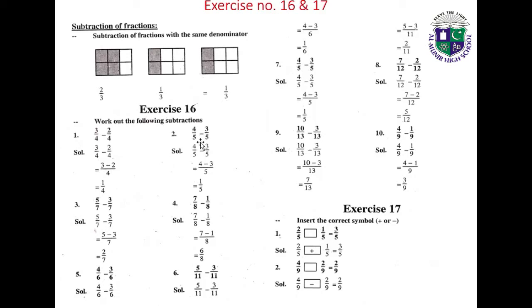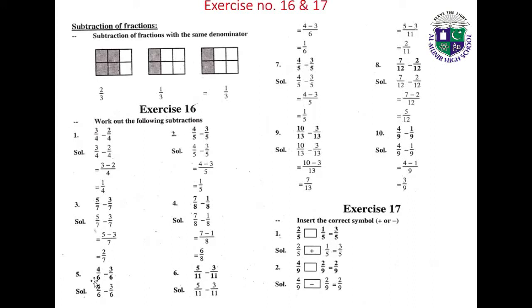Question number 2. 4 over 5 minus 3 over 5. The 5 is common. 4 minus 3. When the value of 3 is subtracted from the value of 4, we get 1 over 5 as your answer. Next question, question number 3. 5 over 7 minus 3 over 7. The denominator 7 is the same, so 5 minus 3. The value of 3 subtracted from the value of 5 gives 2 over 7 as your answer.